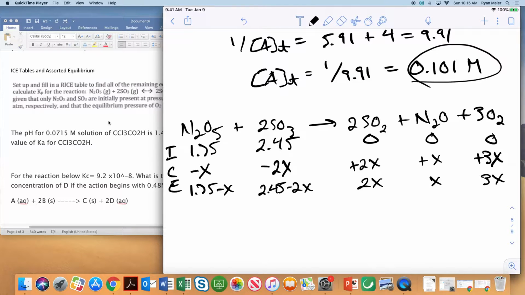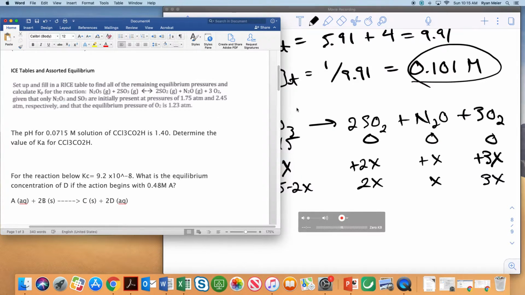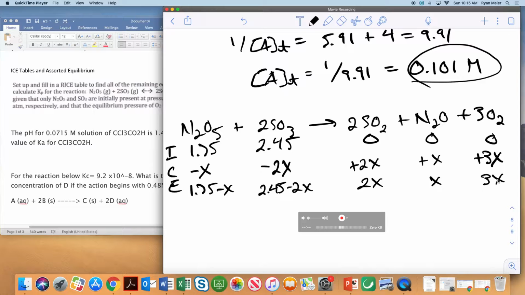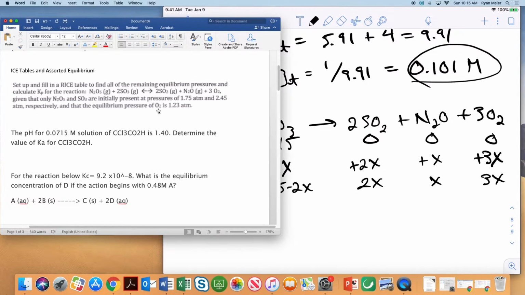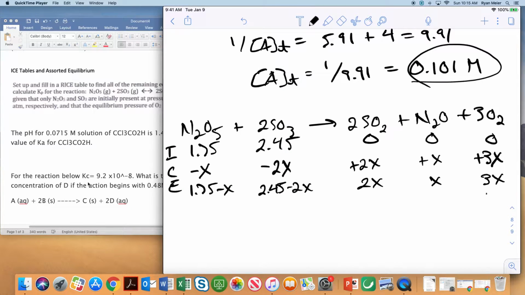Now, the other piece of information we're told is that the equilibrium pressure of O2 is 1.23 atmospheres. So how does that help us? Well, that means this value, 3x, actually equals that 1.23 atmospheres. So if I put that in over here, I can say for this part, 1.23 has to equal 3x.